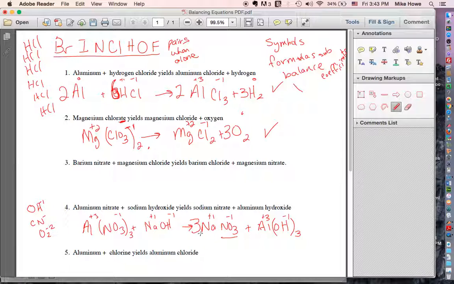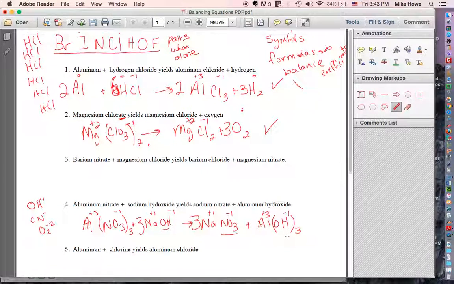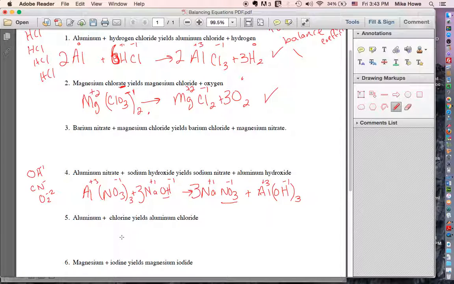That, of course, creates 3 sodiums. On this side, there's only 1, so I need to put a 3 there to make it balance. That, in turn, creates 3 OH groups. But if you look over here, you have 3 OH groups, and so everything is balanced. All right, I'm going to do one more example.